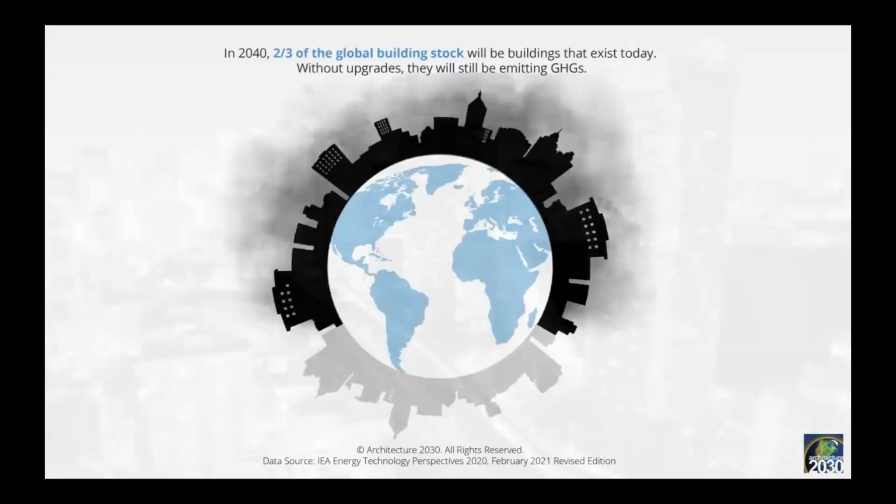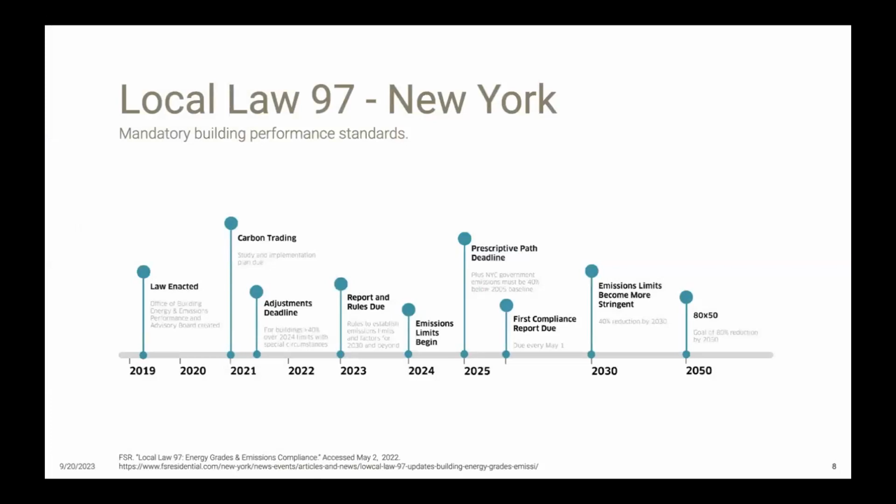The other point to remember is that 2/3 of our global building stock that exists today will still be with us in 2040, which is the year Architecture 2030 says we need to be at net zero for our buildings. Policies like Local Law 97 in New York have begun to mandate emission limits for existing buildings. It's a really great start, but we need to move faster and more aggressively.